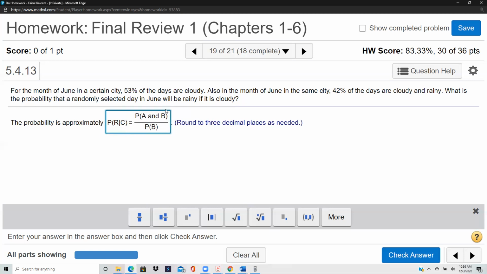So it'd be R and C divided by which one? C. And now, do we have the things that we need? Do we know rainy and cloudy? Yeah. How many? Cloudy.